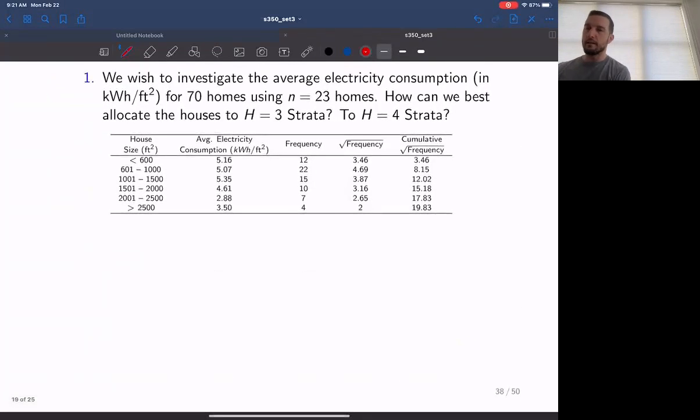All right, so in the example, we have the following. We wish to investigate the average electricity consumption for 70 homes using a sample size of 23 homes. So we have a population size of 70 and a sample size of 23. How can we best allocate the houses to H equals 3 strata or to H equals 4 strata?